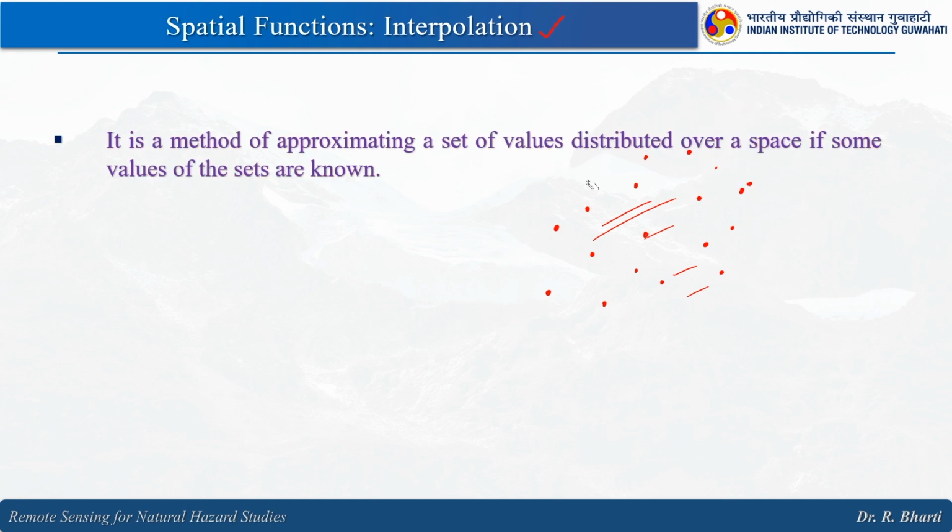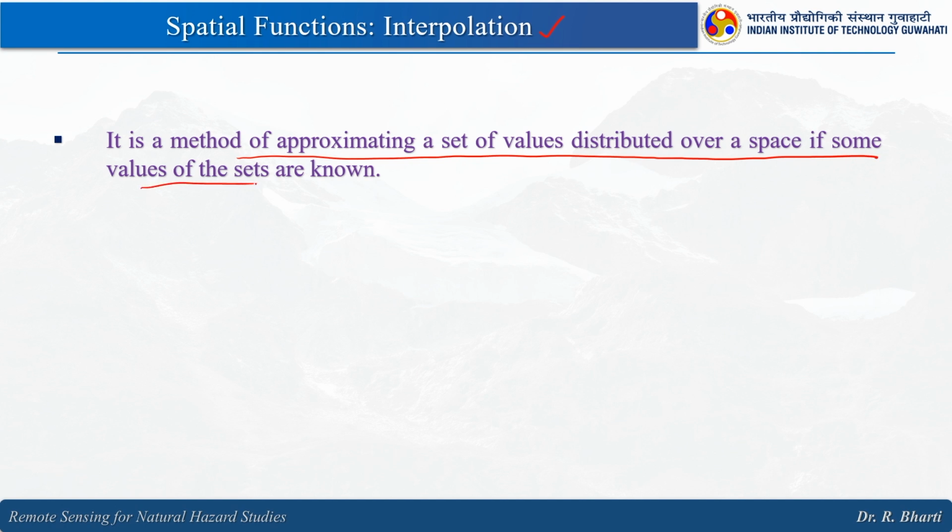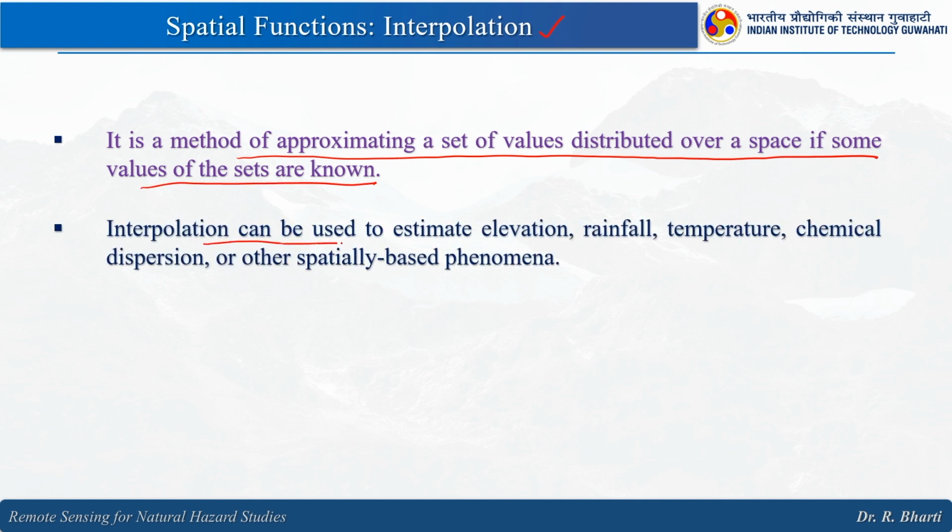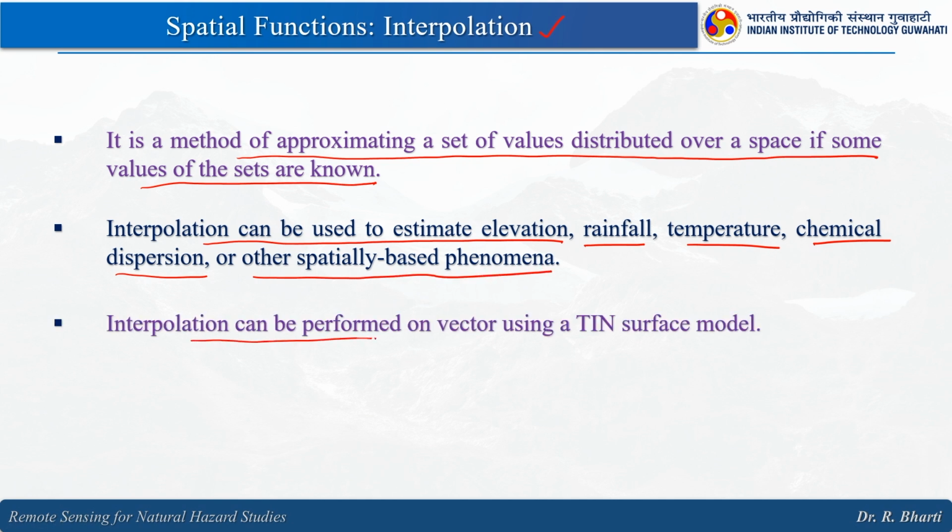Interpolation is a method of approximating a set of values distributed over a space if some values of the set are known. Interpolation can be used to estimate elevation, rainfall, temperature, chemical dispersion or other spatially based phenomena. Interpolation can be performed on vector data using a TIN surface model. That is the best way, because you will have a better representation of the nearest value.